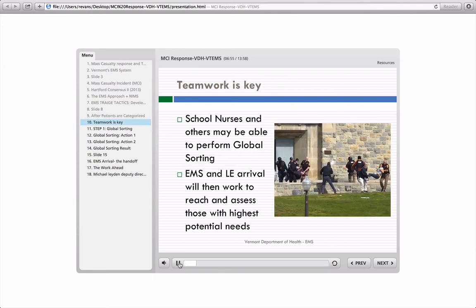Going back to the threat model, it's important to remember that teamwork is a key principle in effectively managing these types of incidents. School nurses and others inside the building may be able to assist EMS personnel with parts of the triage algorithm, such as global sorting, which we'll look at next. Upon their arrival, EMS and law enforcement will then work together to achieve early, safe access to patients, to carry out assessment and transport.